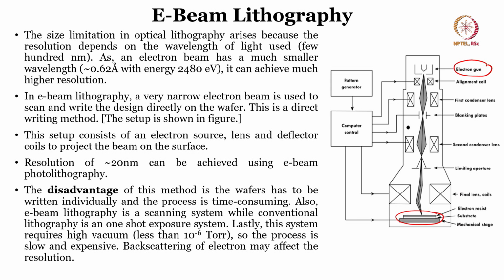The size limitation in optical lithography arises because the resolution depends on the wavelength of the light. As the electron beam has a much smaller wavelength, it can achieve much higher resolution. In electron beam lithography, a very narrow electron beam is used to scan and write directly on the wafer. This is a direct writing method. The system consists of an electron source, lens and deflector. A resolution of about 20 nanometer is possible. The disadvantage of the method is that it has to be written individually, so it is a slow process. Also, it requires a high vacuum, about 10 to the power minus 6 torr, so the process is slow and expensive.